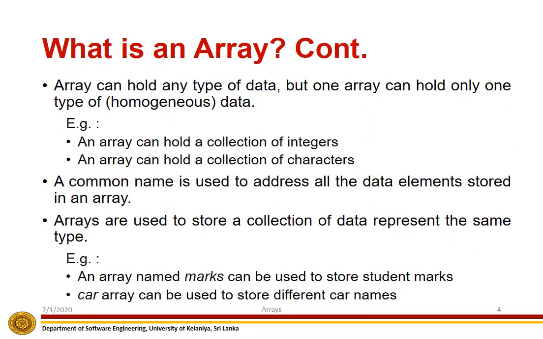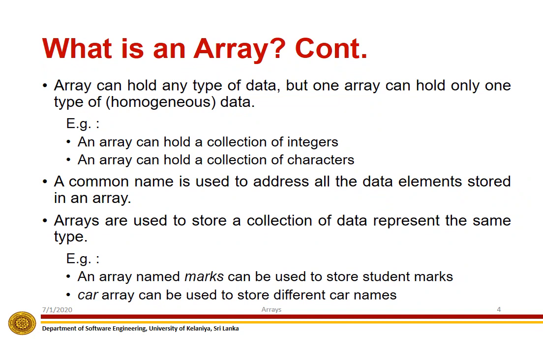An array can hold any type of data, but one array can hold only one type of data, homogeneous data. For example, an array can hold a collection of integers or a collection of doubles or a collection of characters. It cannot have integers and characters both in one array, half integers and half characters. We cannot store values like that. Only one type of data can be stored in one array.